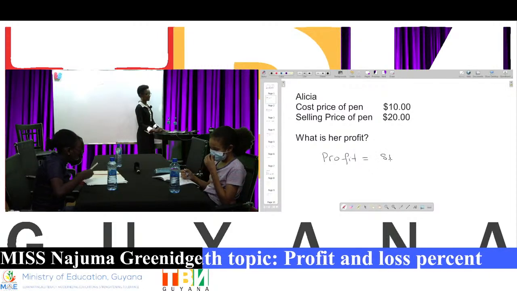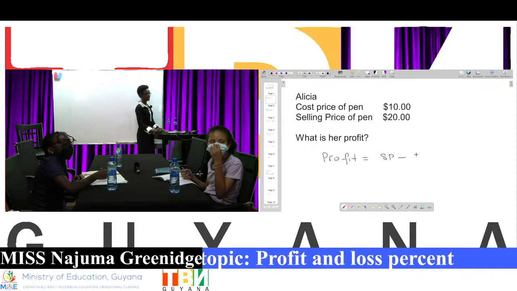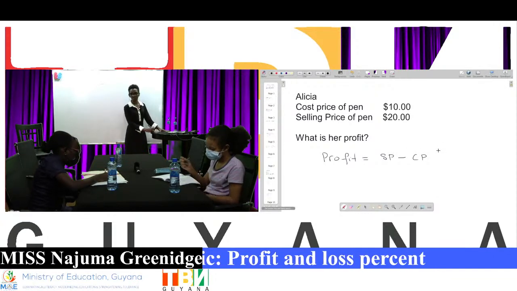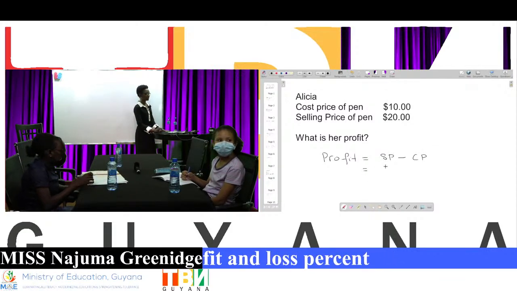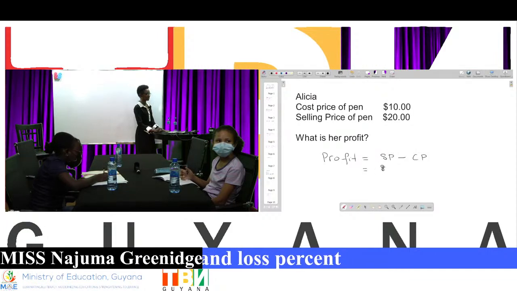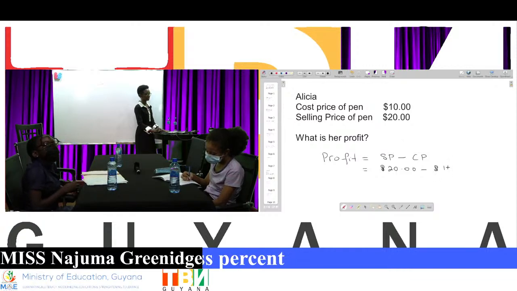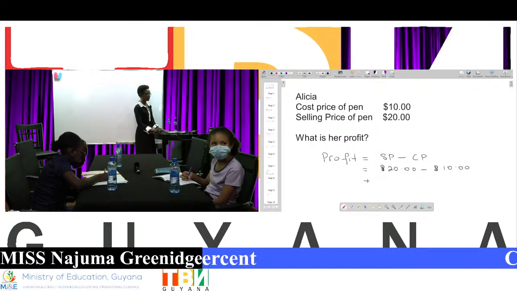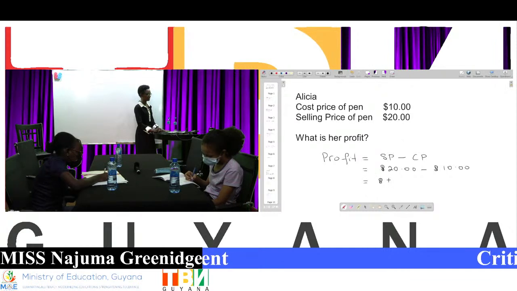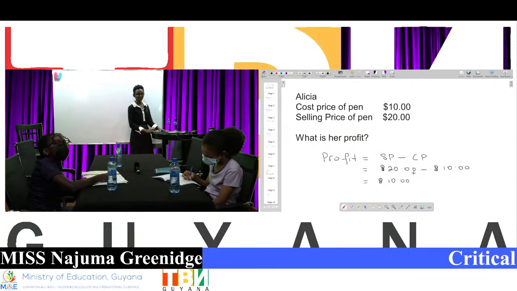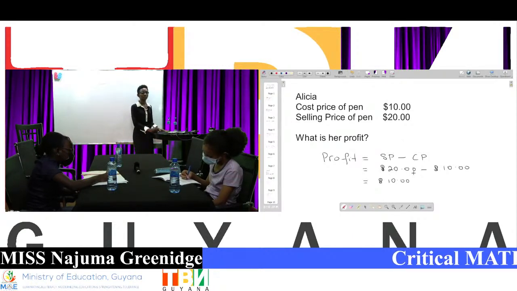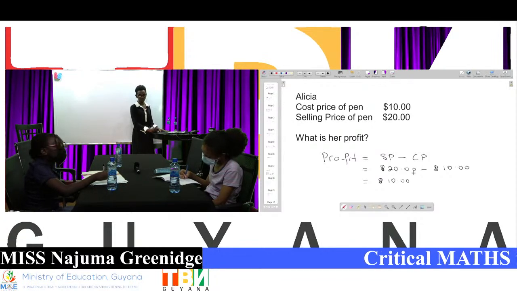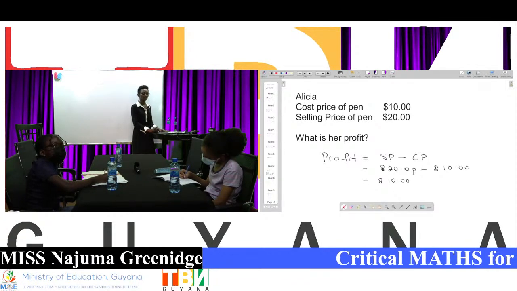So we know that profit equals SP minus CP. Remember, it's SP and CP, right? SP stands for selling price and CP stands for cost price. So in the first case, our selling price is $20 and our cost price is $10. So the difference between the two prices is $10. Right? So Alicia has made a profit of $10 after she sold a pen for $20, which she had bought for $10.